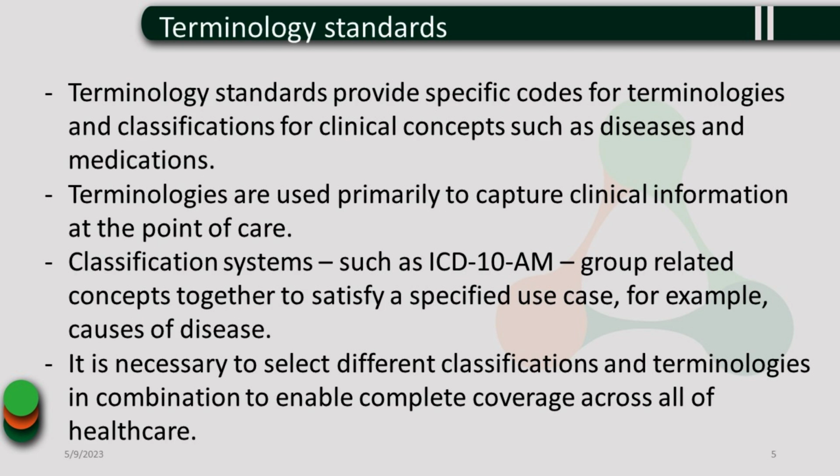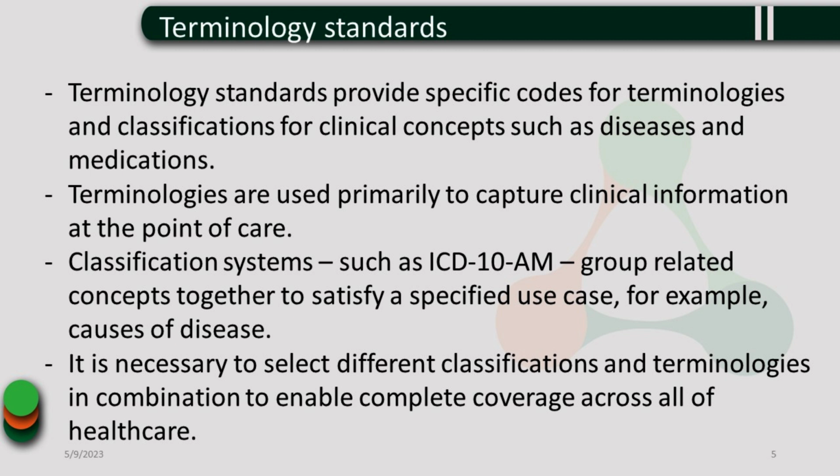Terminology standards. Terminology standards provide specific codes for terminologies and classifications for clinical concepts such as diseases and medications. Terminology systems assign a unique code or value to a specific disease or entity. For example, the ICPC-2 code for asthma is R96. Terminologies are used primarily to capture clinical information at the point of care. As such, they are highly detailed, have predefined relationships, and are fine-grained.